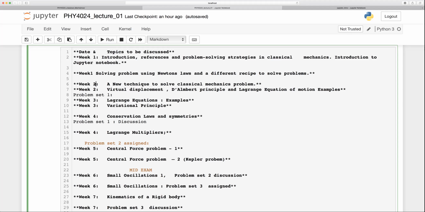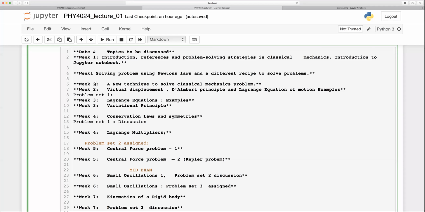And into the third week, or maybe at the end of the second week, we will go into solving examples and problems using Lagrange equations, right? So this part will be very important, and I expect that by the end of the third week, you should be able to solve lots of problems using Lagrangian mechanics, right? And you will understand how easy it is to solve a problem using Lagrangian mechanics compared to Newtonian mechanics.